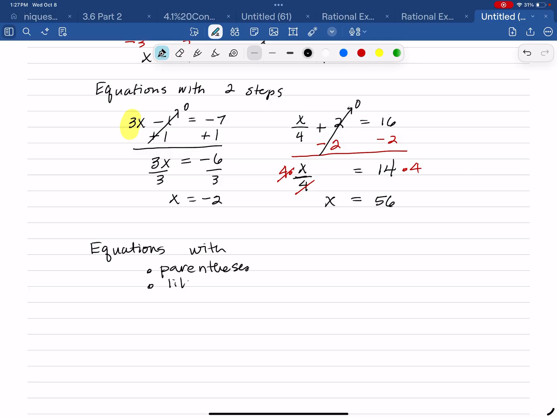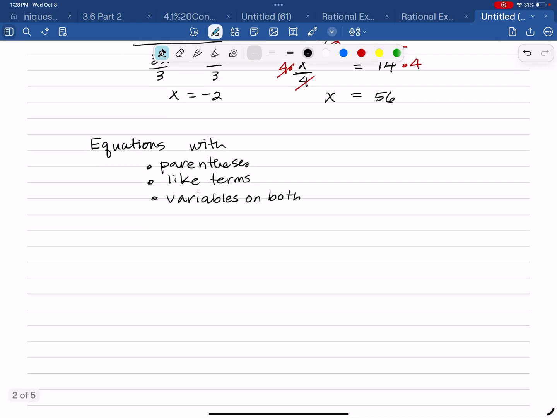Like terms and variables on both sides. So these are multi-step equations, and you may encounter any of these things in addition to what we just saw. So you might have to use the addition property or the multiplication property, and you might have two operations, but you may also encounter parentheses or like terms that have to be combined, and we have to deal with variables being on both sides of the equation.